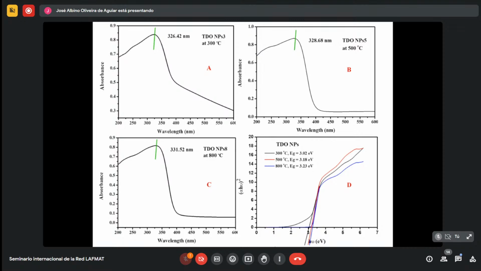At 200 and 300 degrees it is 3.01 electron volts. At 500 degrees, band gap energy is 3.18 electron volts. At 800 degrees, band gap energy is 3.23 electron volts. As temperature increased, band gap increased. That means regular arrangement of the atoms. That may be crystal defect. Okay, next.